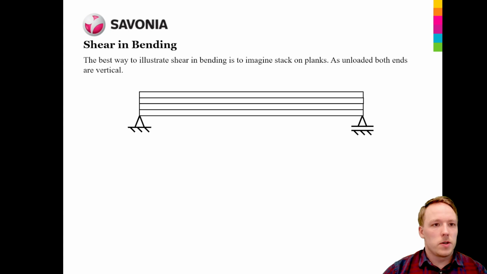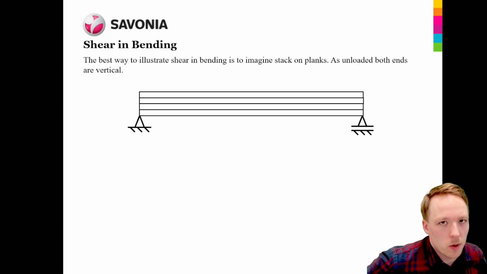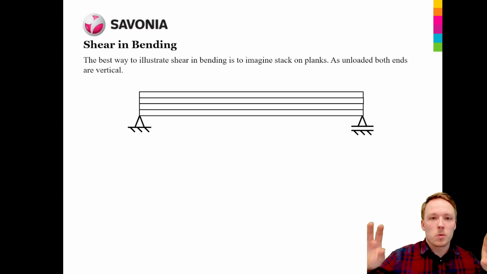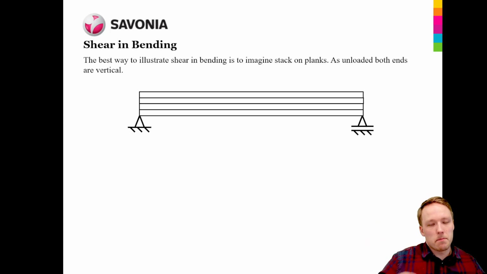The topic of this video is shear stress in bending. Just like before, we are having a beam which we are bending, but the bending of the beam does not only cause tensile and compressive stress on the surfaces of the beam, but it also causes shear within the material.